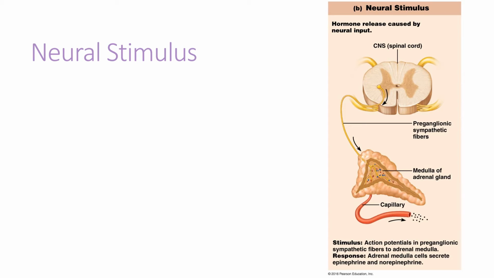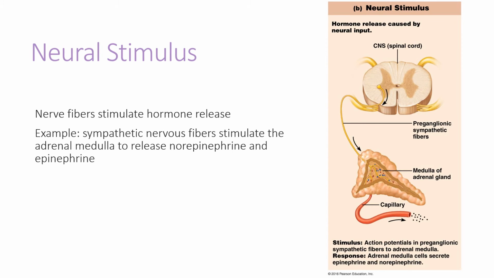The second kind of stimulus we find for the endocrine system are the neural stimuli. Here, nerve fibers can stimulate hormone release. A great example of this is that the sympathetic nervous fibers stimulate the adrenal medulla to release norepinephrine and epinephrine, or adrenaline.